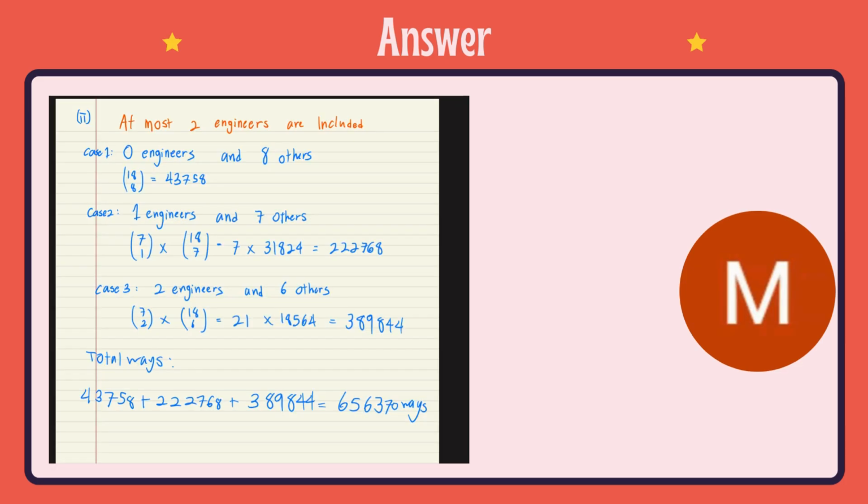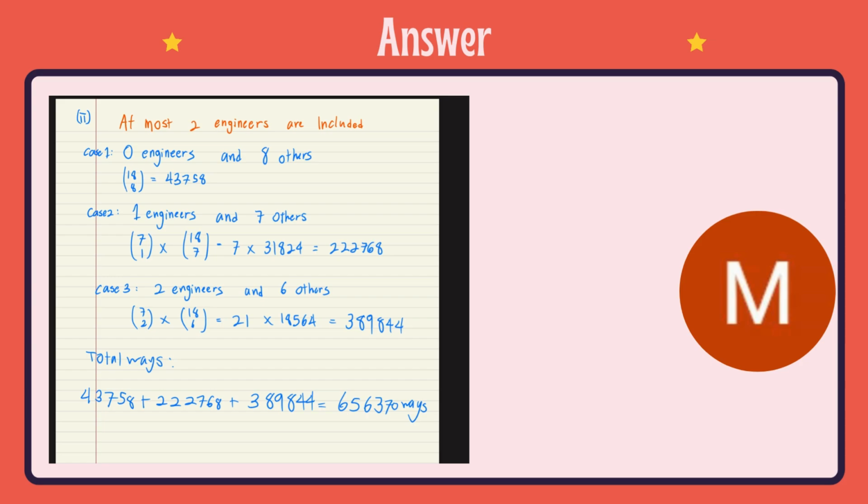For the second question, at most 2 engineers are included. To find the number of ways to form a committee of 8 members with at most 2 engineers, we need to consider 3 scenarios: 0 engineers, 1 engineer and 2 engineers. For case 1, 0 engineers and 8 non-engineers. The number of ways to choose 8 non-engineers from 18 is C(18,8), which is 43,758. For case 2, 1 engineer and 7 others: C(7,1) equals 7, and C(18,7) is 31,824. Multiplying gives 222,768.